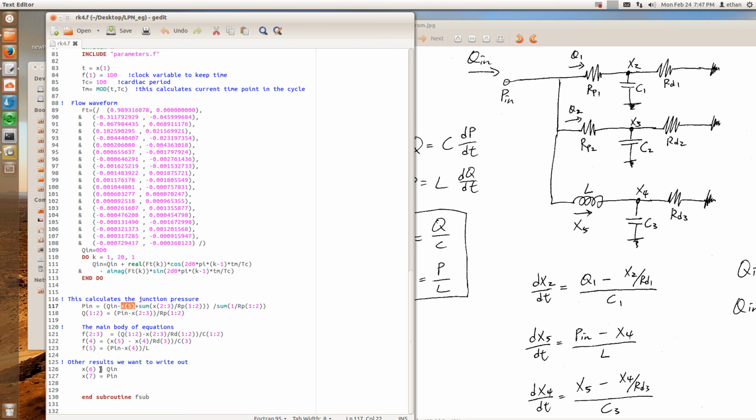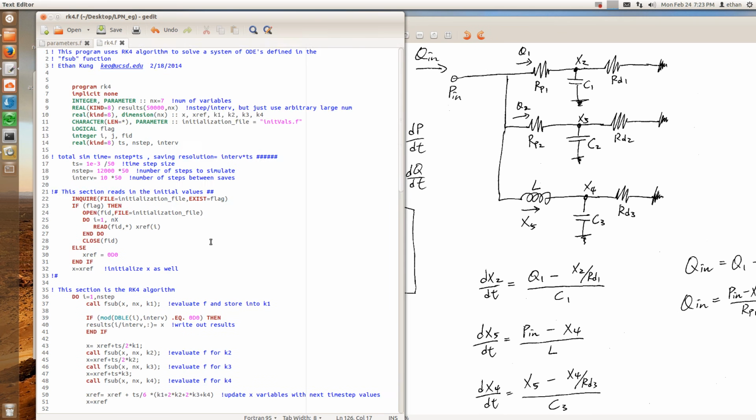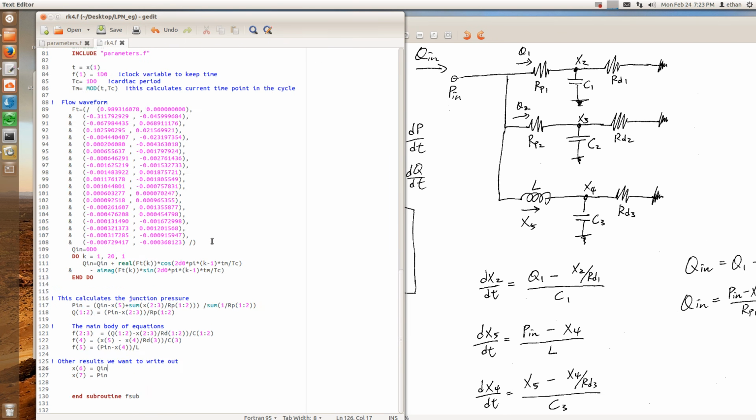And if you just want to print something directly to a variable, you basically just set the variable to the value of these things. Okay, so that's how you would set up this program.